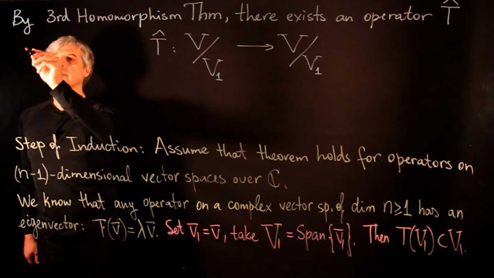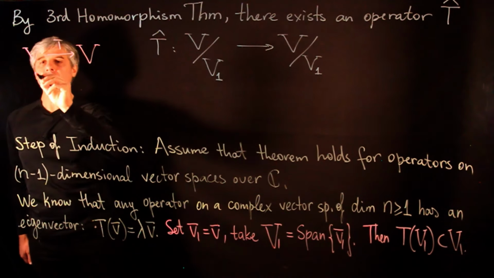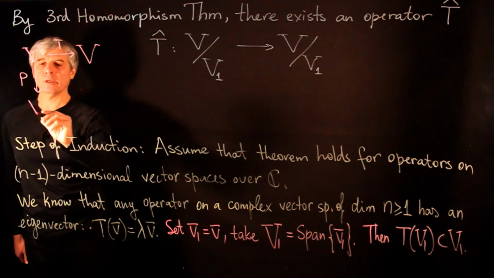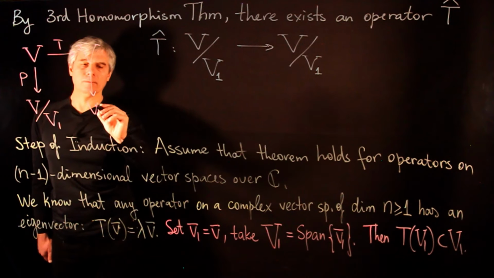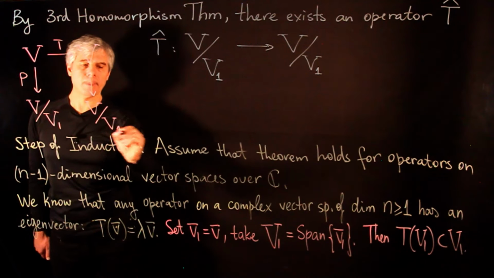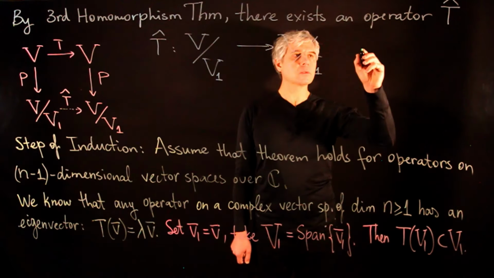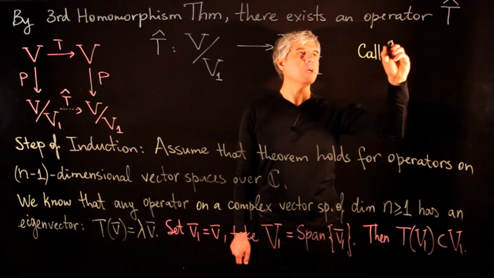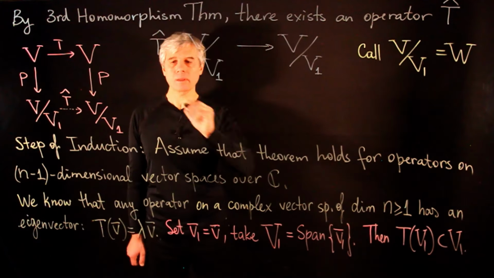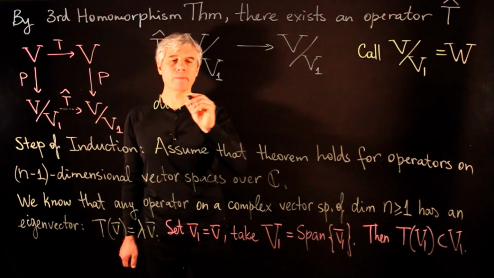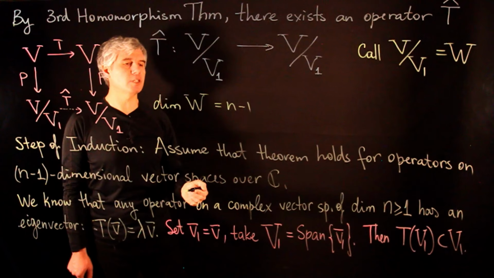Such that we have the following commutative diagram. We have T acting from V to V. Then we have canonical projections to the quotient spaces V by V1. And here we get our operator T hat downstairs. So let us call the subspace V quotient by V1 as W. Then the dimension of W is equal to n minus 1, because V is n-dimensional and V1 is one-dimensional.